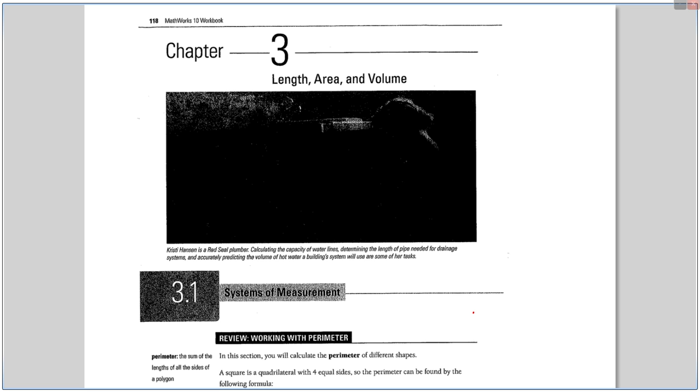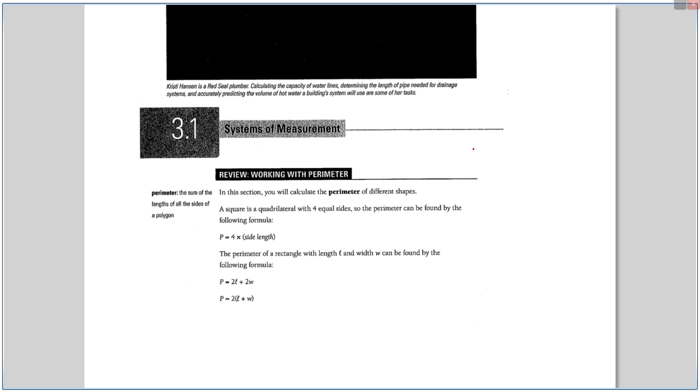Okay, so here we are, chapter 3, length, area, volume. So we're going to be working with measurement. We start off with the idea of perimeter. Perimeter is the path around an object. So perimeter is like a fence.